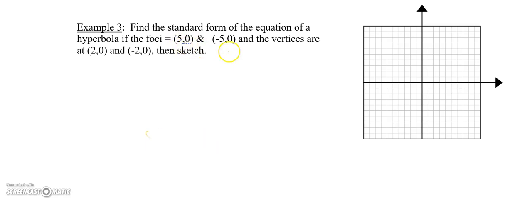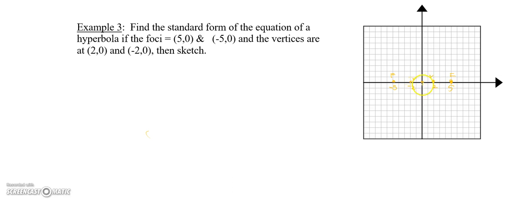I know that the foci are at plus or minus 5. So I can go ahead and plot those points at plus or minus 5 and then label them with an F for foci. They're at minus 5 and 5. I also know that the vertices are at 2 and negative 2. So I'm going to label my vertices as well.